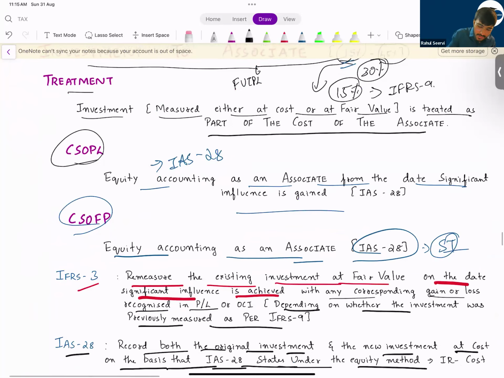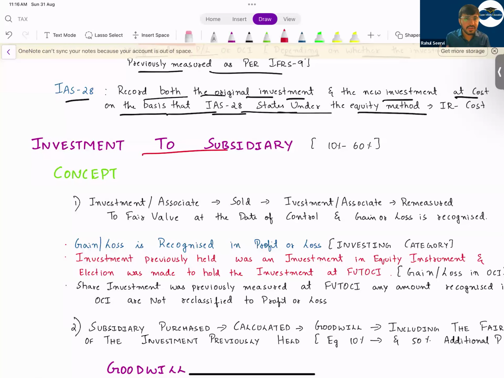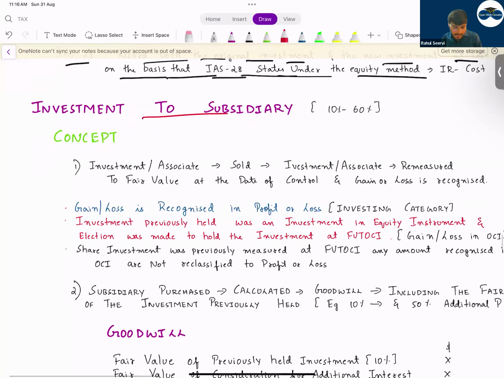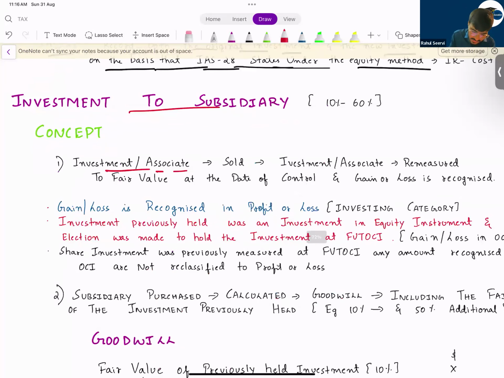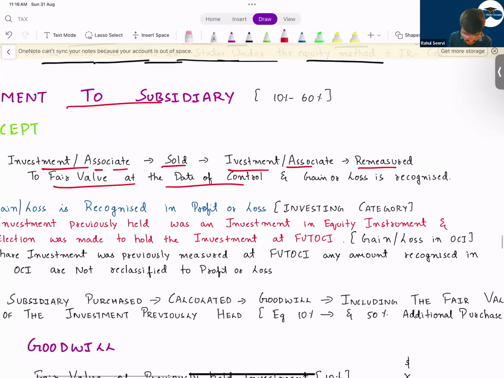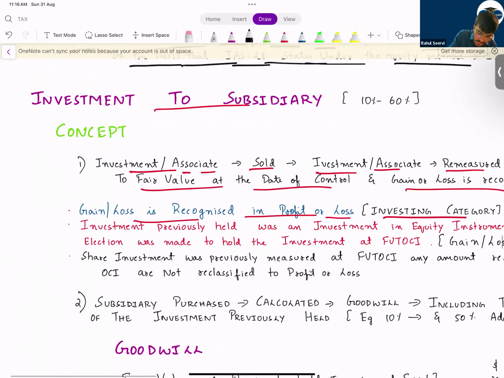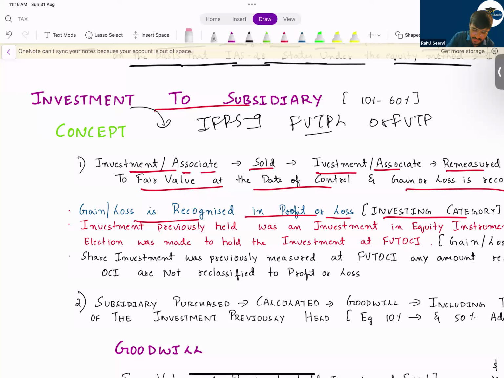Now, next important part: investment to subsidiary, associate to subsidiary. First, let us understand the concept. Investment in associate is remeasured at fair value at the date of control, and gain or loss is recognized in profit and loss. If this investment is valued as per IFRS 9, the company is using fair value through P&L or fair value through OCI. Same as what we have done just now, nothing new in this.